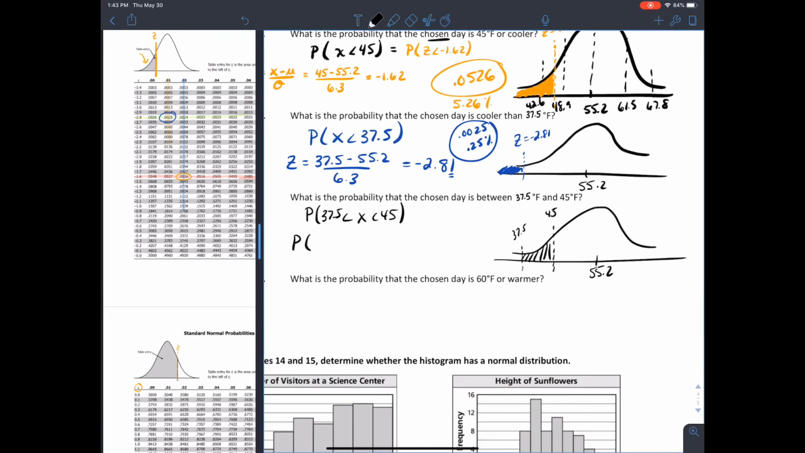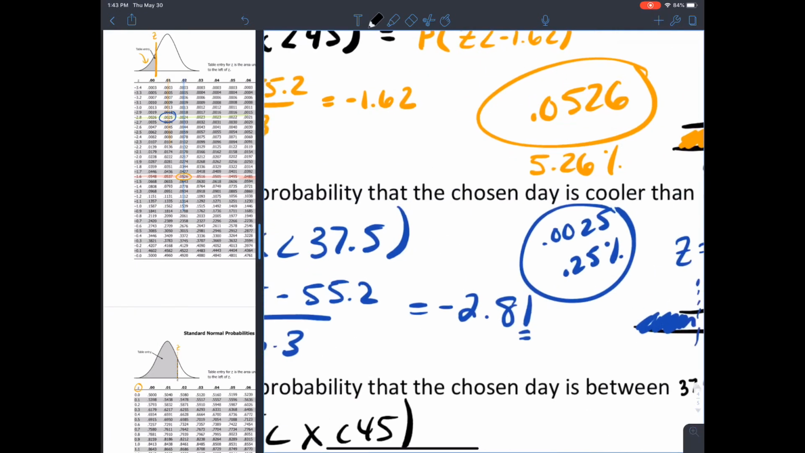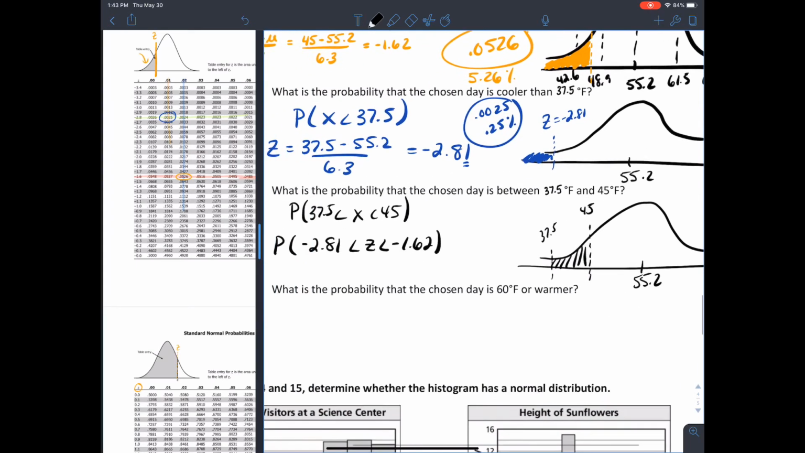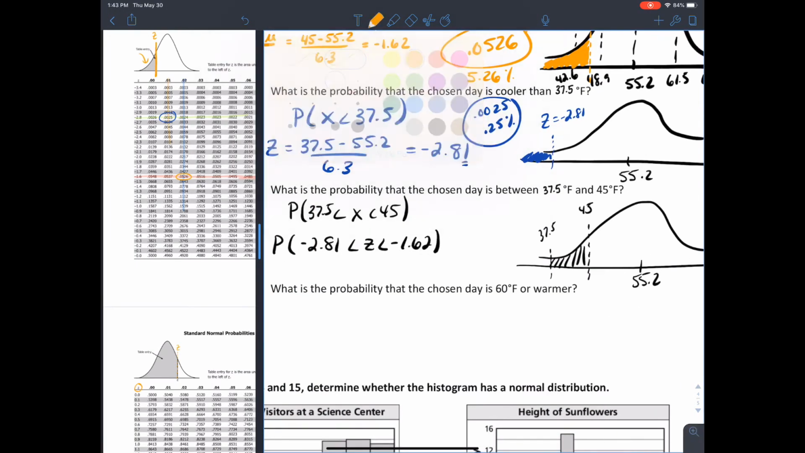So the z-score of 37.5 was negative 2.81. And instead of x's, we've converted that to z's. And instead of 45 degrees, the z-score from above would be negative 1.62. So how do we do this? Well, if we went to our table, we know that the 45 degree z-score, which was negative 1.62, if we started there and shaded all the way to the left, that gave us 0.0526.